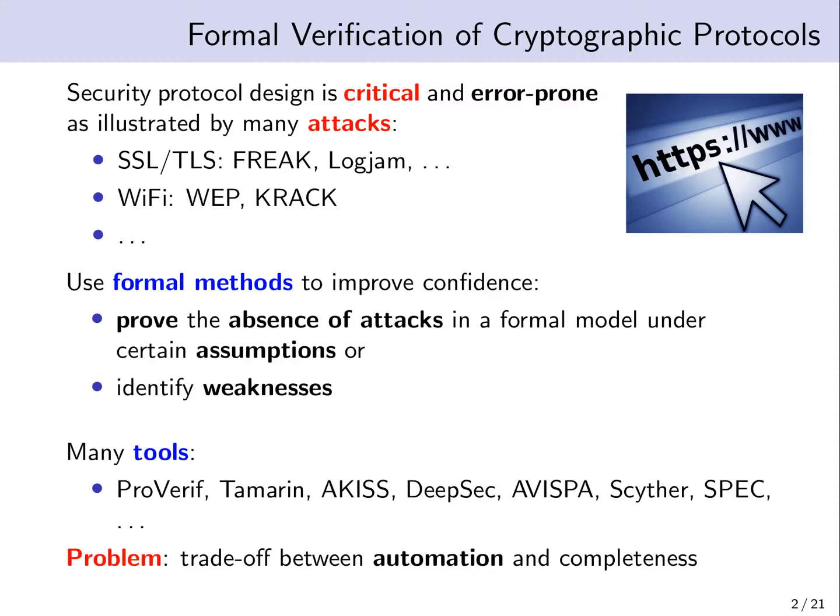One of the approaches that we could use in order to improve confidence in cryptographic protocols is the use of formal methods. The idea is that we want to prove the absence of attacks in a formal model under some assumptions, or if this fails, we can identify weaknesses and correct them. To help us in these tasks, many tools have been developed, for example ProVerif, Tamarin, AKISS, DeepSec, AVISPA, SAT-Equiv, and so on. So this goes on for quite some time.